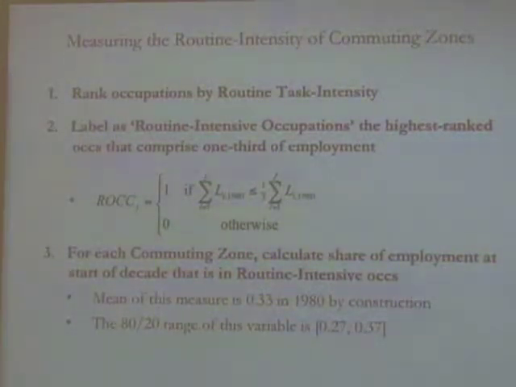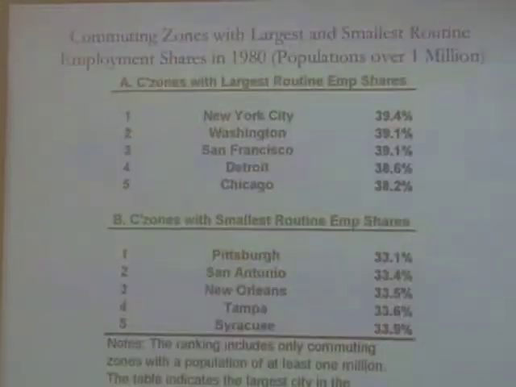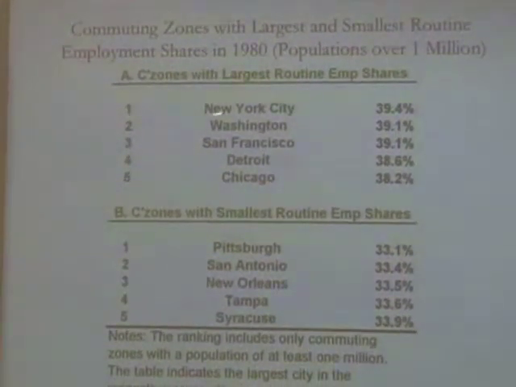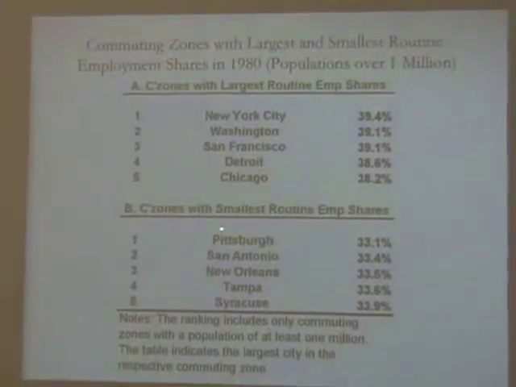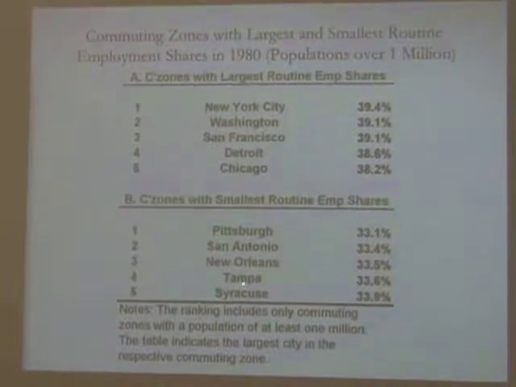So obviously the mean of that variable in 1980 is a third, but it varies across commuting zones. In particular, metropolitan areas very high in routine intensive employment are New York City, Washington, San Francisco, Detroit, and Chicago. Commuting zones with the smallest routine employment shares are Pittsburgh, San Antonio, New Orleans, Tampa, and Syracuse.